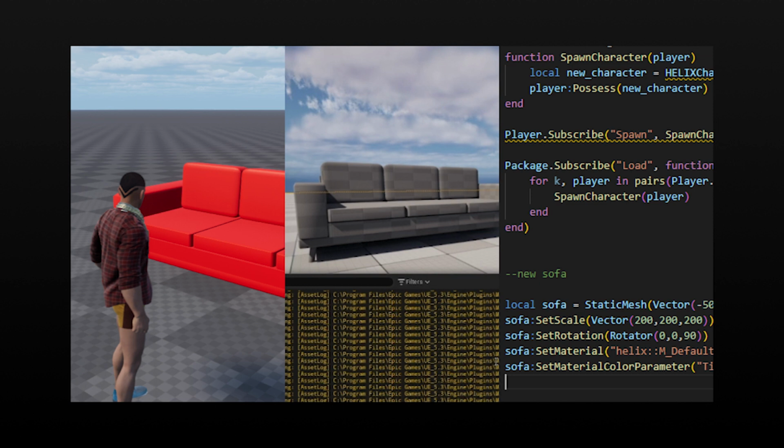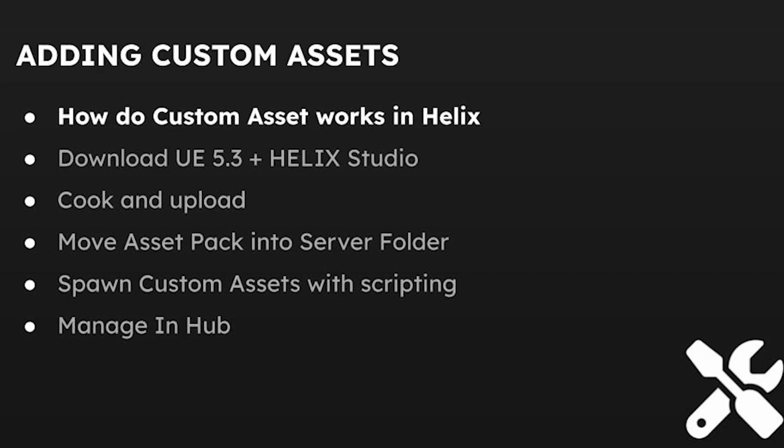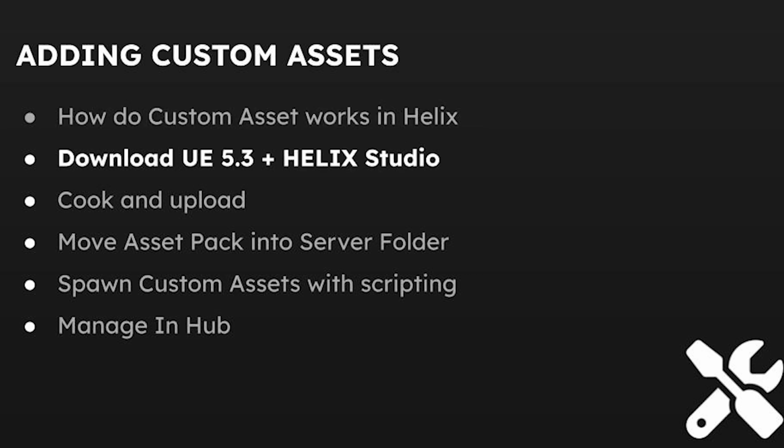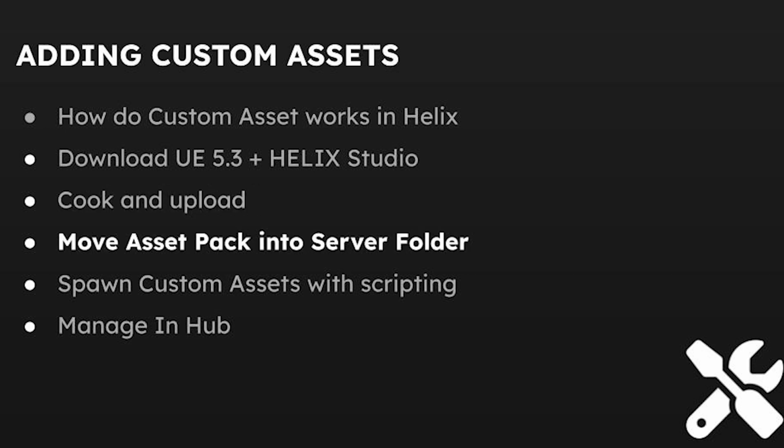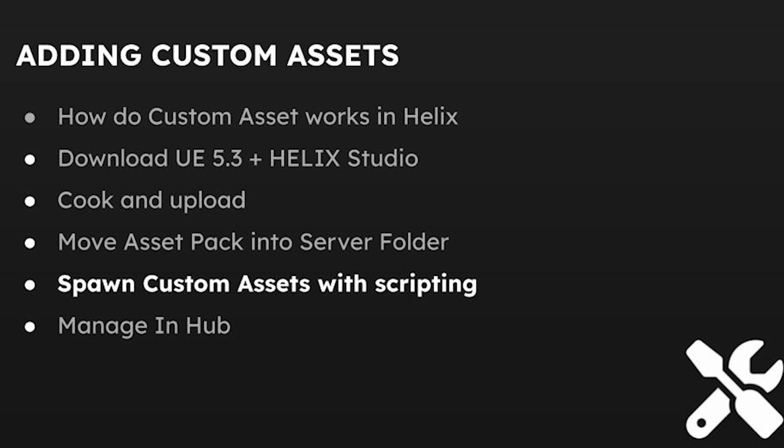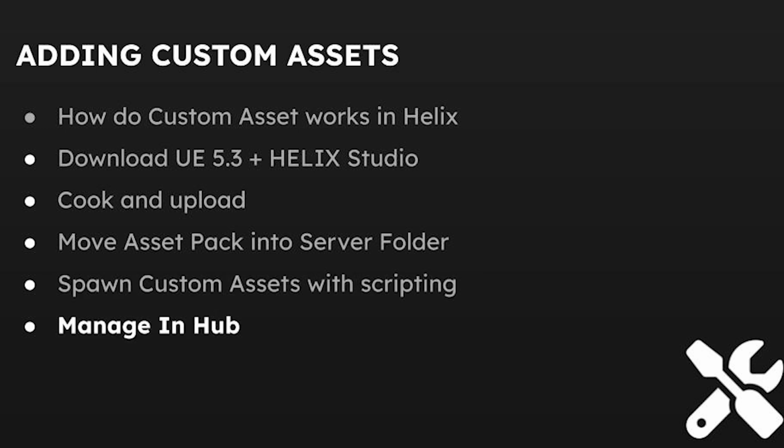So the goals for today, what we're going to be covering, is: how do custom assets work in Helix, download Unreal Engine 5.3 with Helix Studio, cook and upload, move the asset pack into the server folder, spawn custom assets with scripting, and manage in the hub.